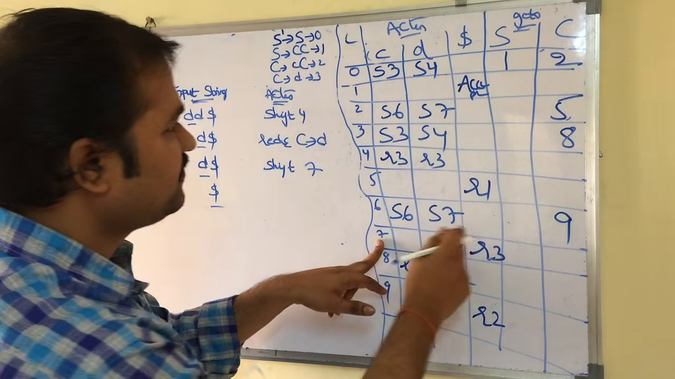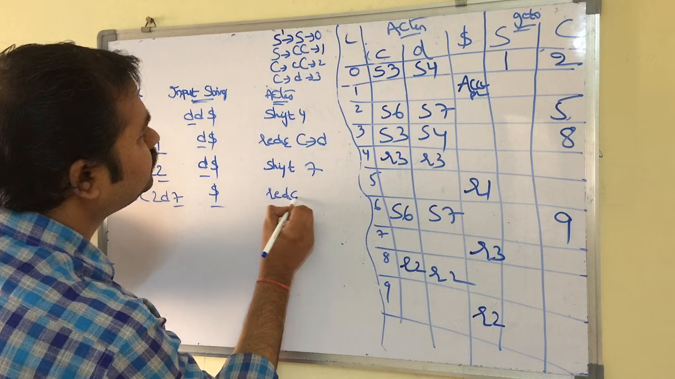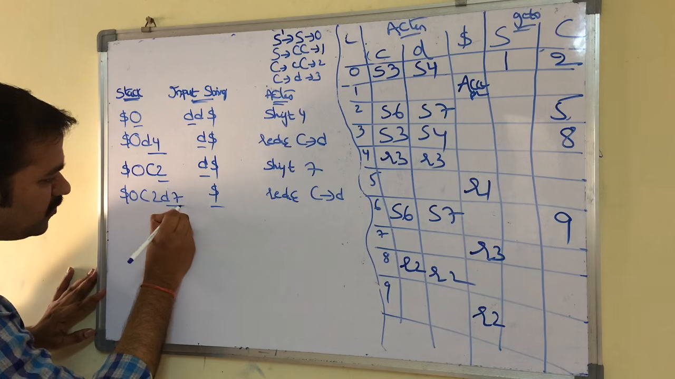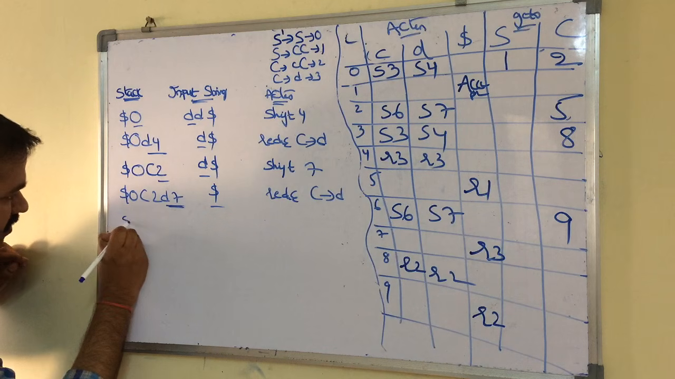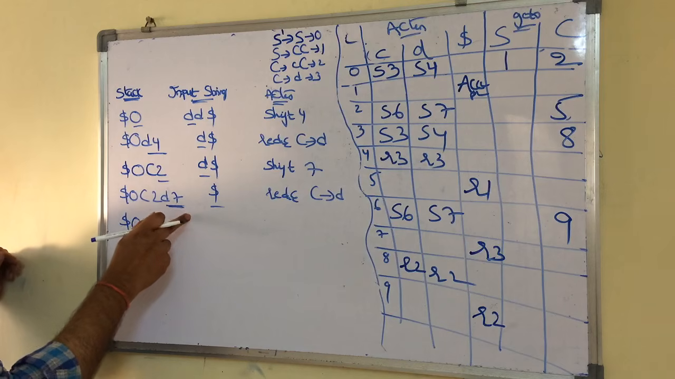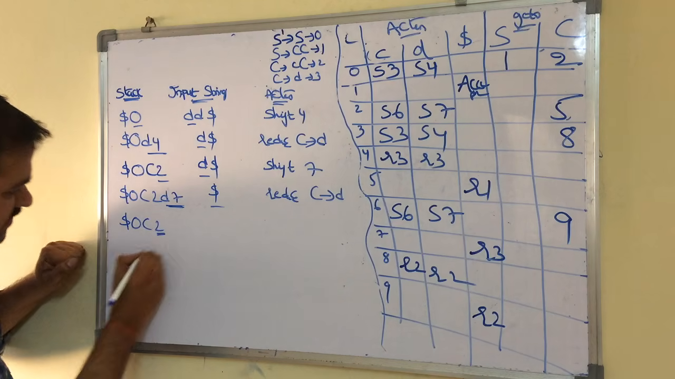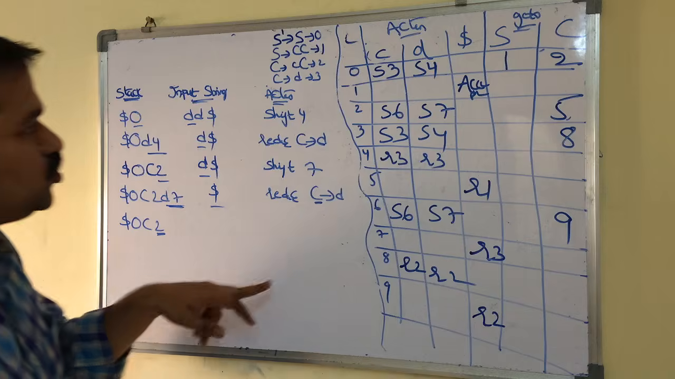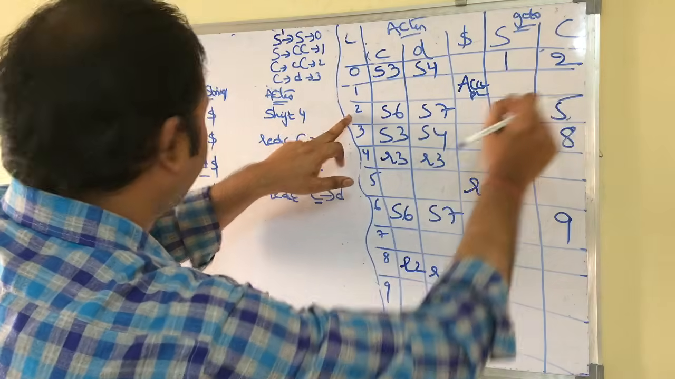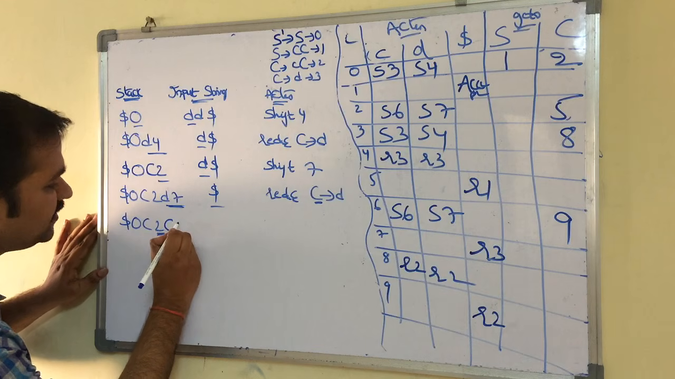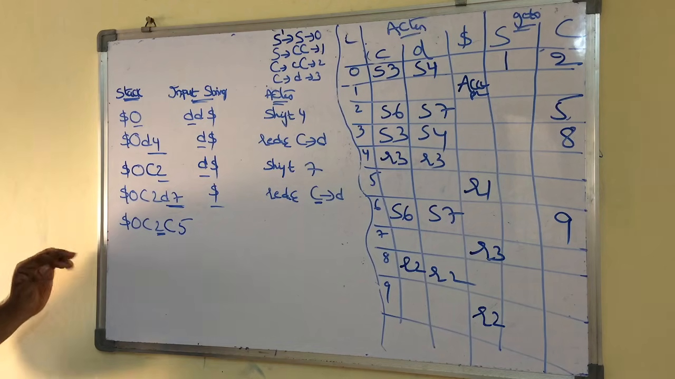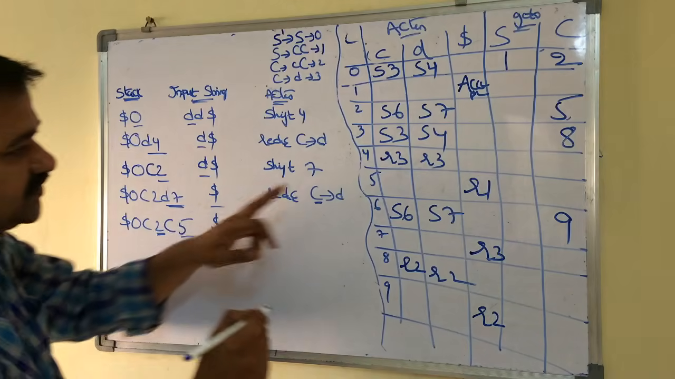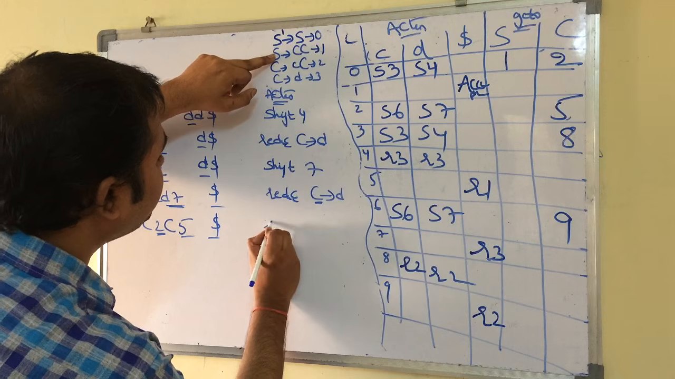So $7 means R3. What is R3? C produces D. The right hand side contains one symbol, so we have to pop the stack's topmost two symbols. So 7 and D are popped, leaving $0C2. So 2 is the stack's topmost symbol, and the left hand side non-terminal is C. So 2 on C means C5. First shift the symbol, next shift the state number. So 2C gives C5. Next dollar, $5. What is $5?